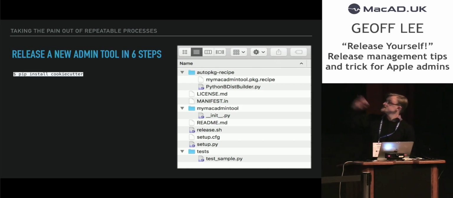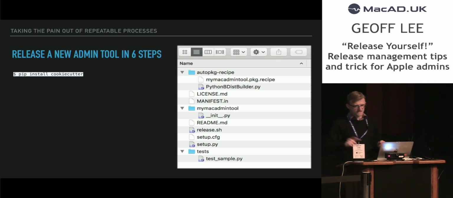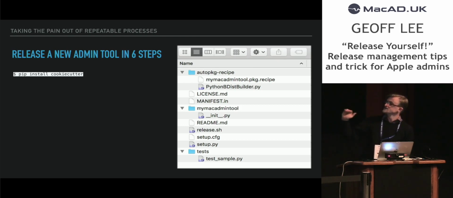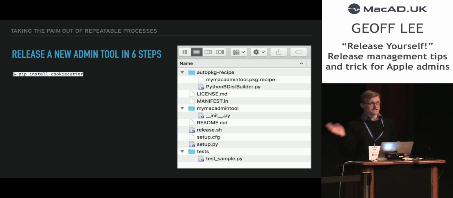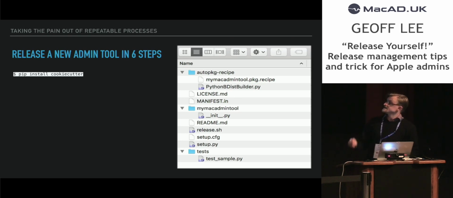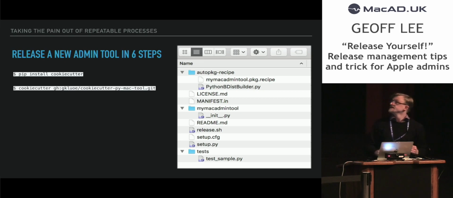So, release a new admin tool in 6 steps. I've actually got a demo for this, but we're getting a little bit short of time and I want to demo something else, so I will just run through it. If anybody wants to see the demo, come and talk to me afterwards. So the first thing we do is pip install cookiecutter, which is just the Python packaging utility. That gives us the cookiecutter command. Then we run the cookiecutter command, pointing it at our template. So the template lives in Git. It can live locally on the disk, or it can live in any version control repository you like.